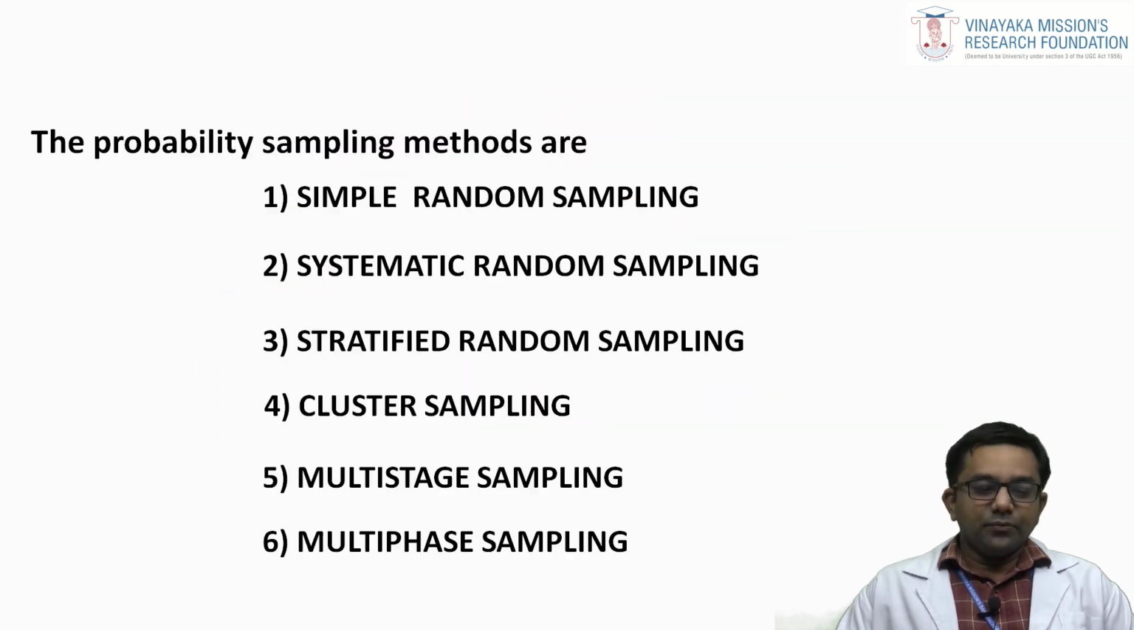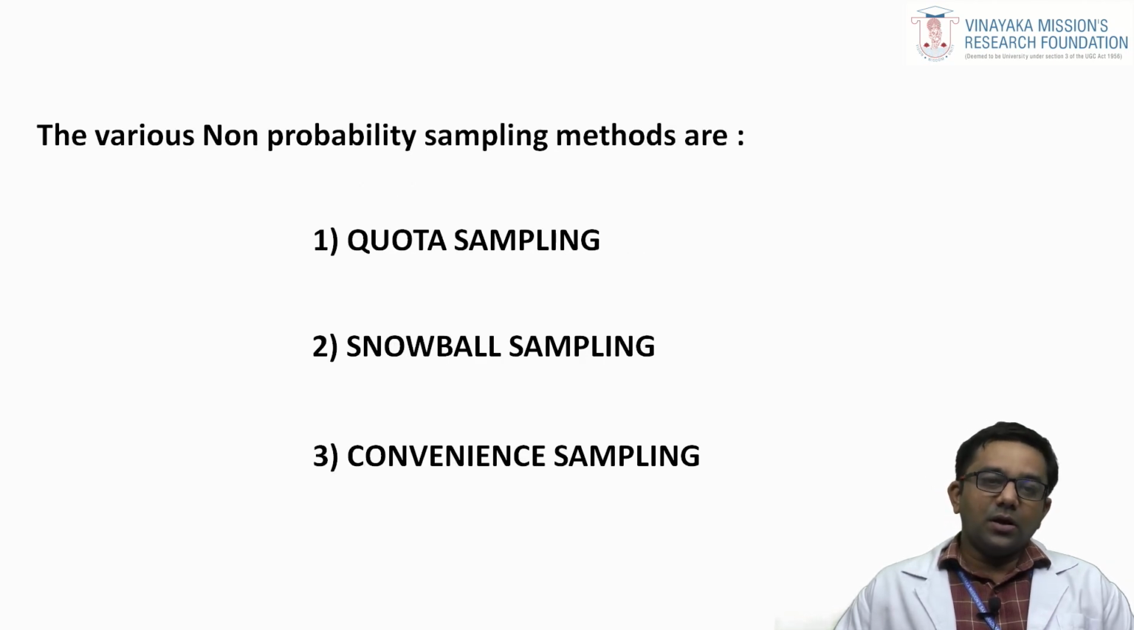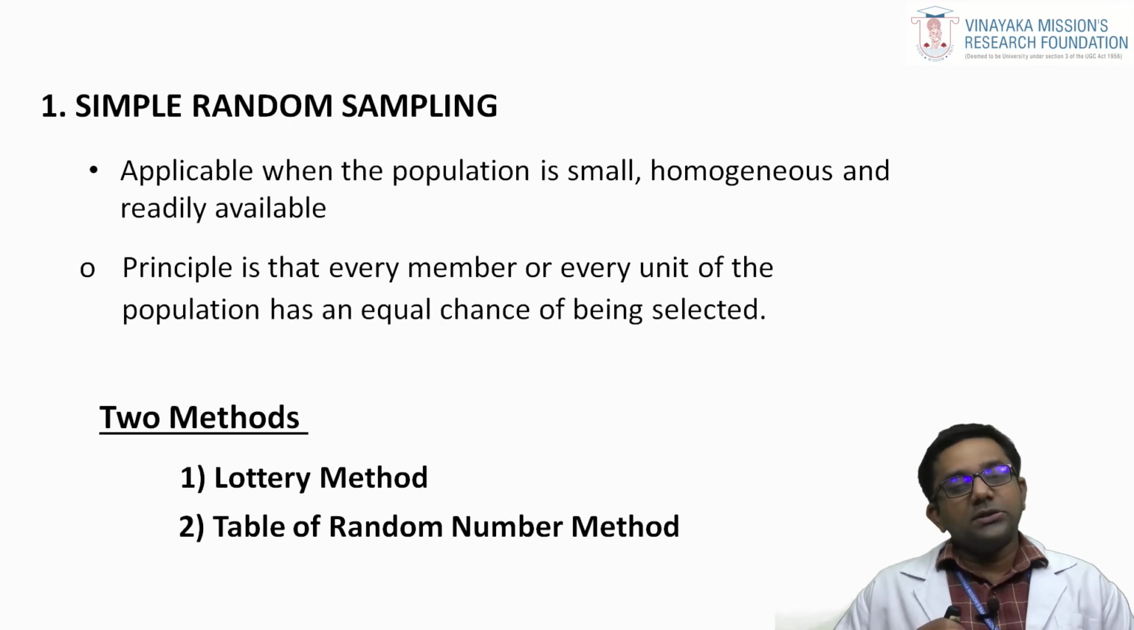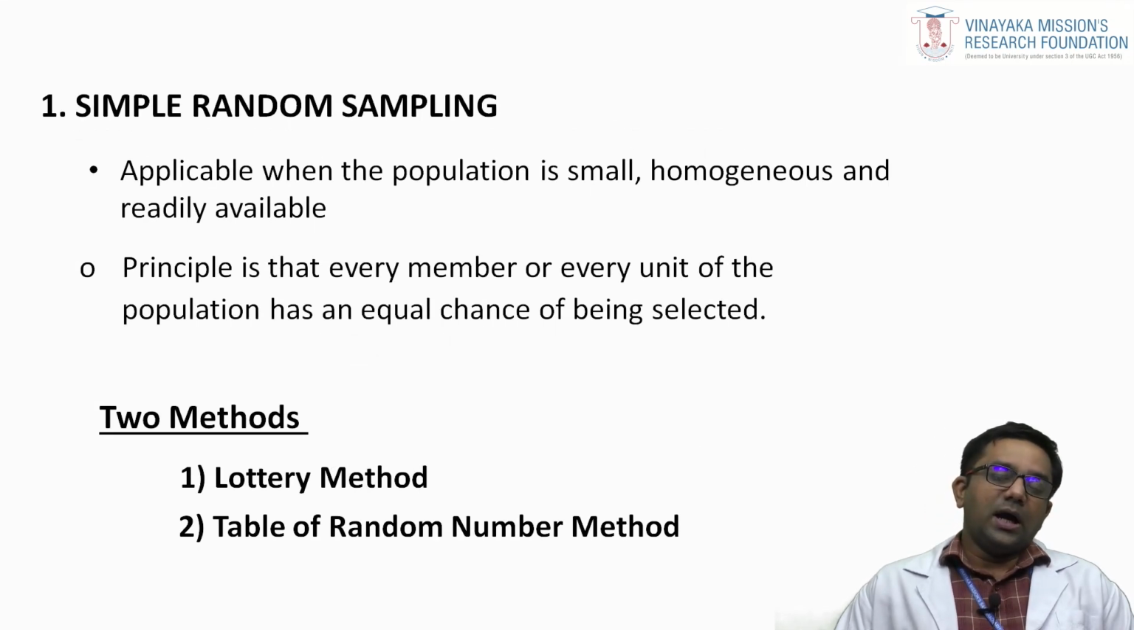First, we will see what a probability sampling technique is. Probability sampling techniques are again divided into simple random, systematic random, stratified random, cluster sampling, and multi-stage and multi-phase sampling. We will see these in detail. Whereas non-probability sampling techniques are quota sampling, snowball sampling and convenience sampling. So, first we will see probability sampling techniques. Under probability sampling techniques, the first technique is simple random sampling.